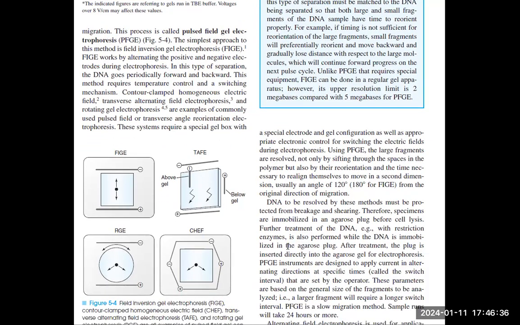So guys, please remember that pulse field is a slow migration process. It will take about 24 hours as compared to our agarose, which can happen in just half a day.